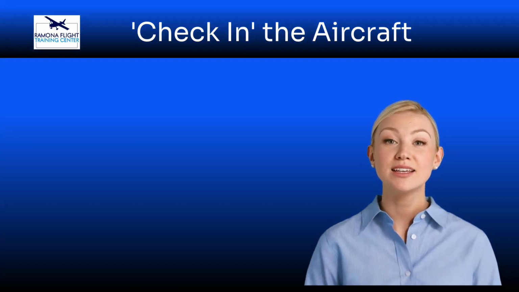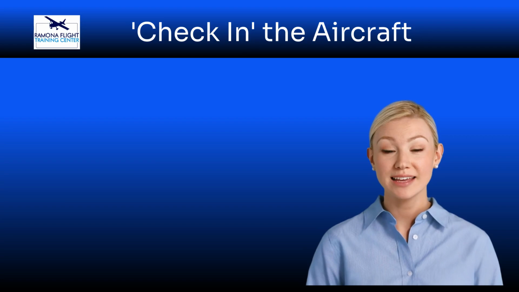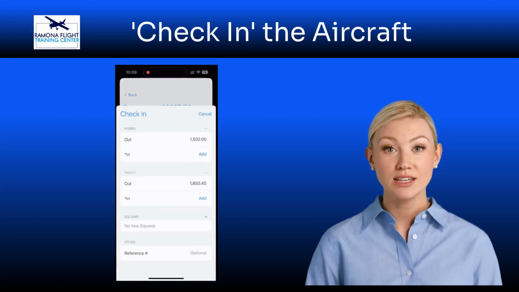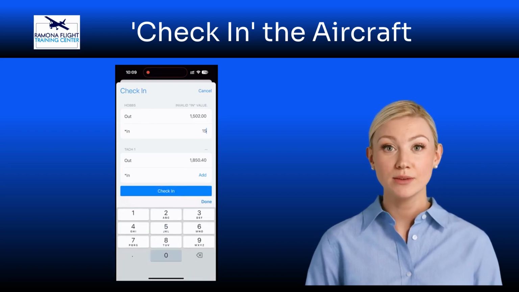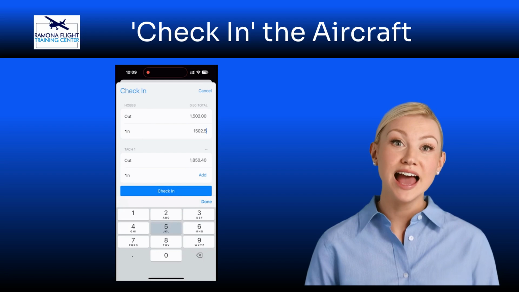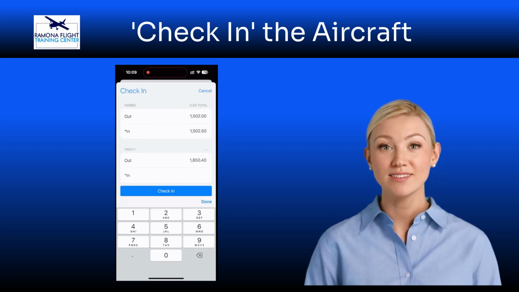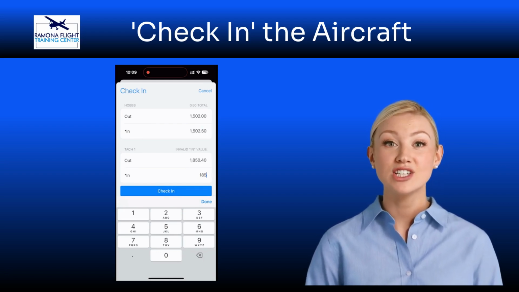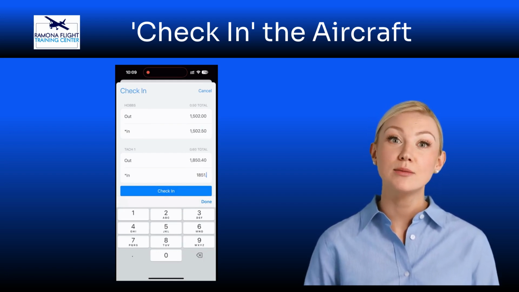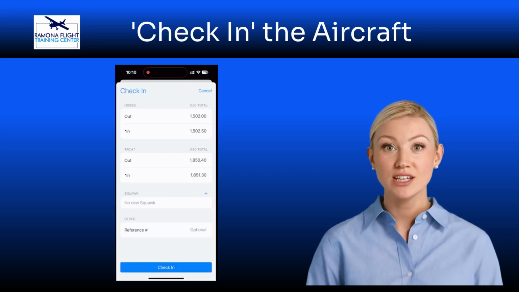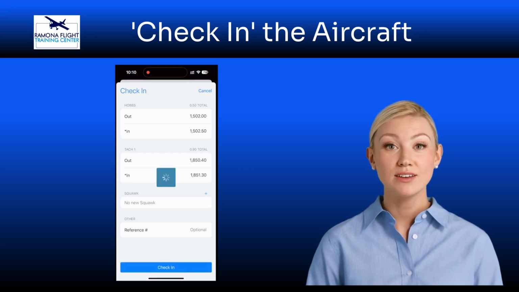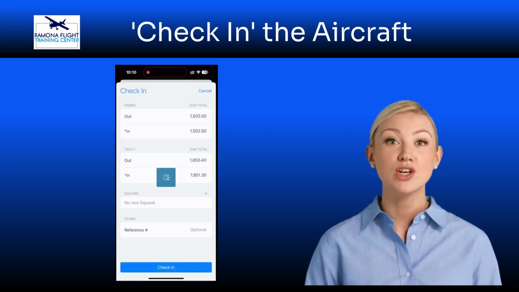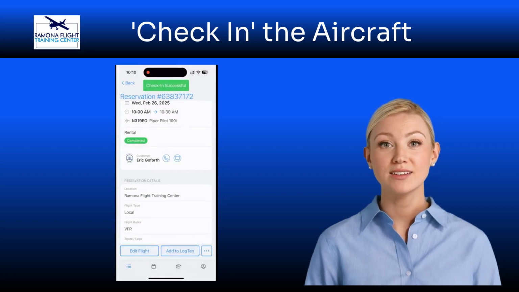With your flight completed, it is time to check the aircraft back in. Open the app and select your reservation. Click on Check-in. Enter the current HOBS and TAC times of the aircraft into the in fields of the app. Click on Check-in. Now that the aircraft is checked back in, you will be presented with a billing screen which will show you what is due. Based on the HOBS time you entered and the rate of the aircraft, simply accept the summary and it will charge your card that you have on file.